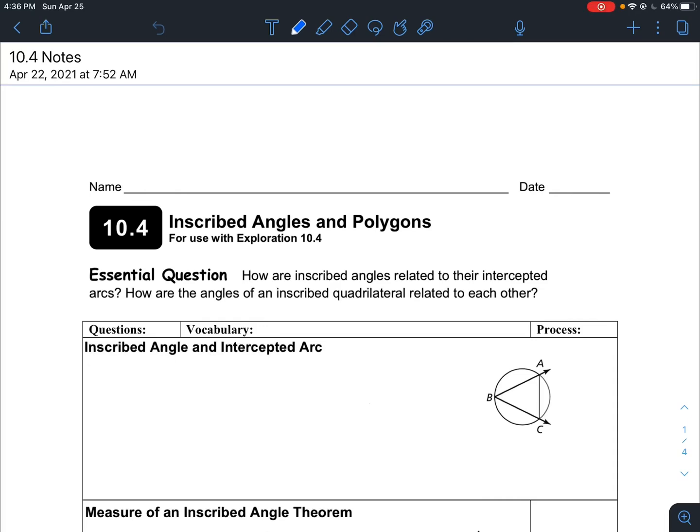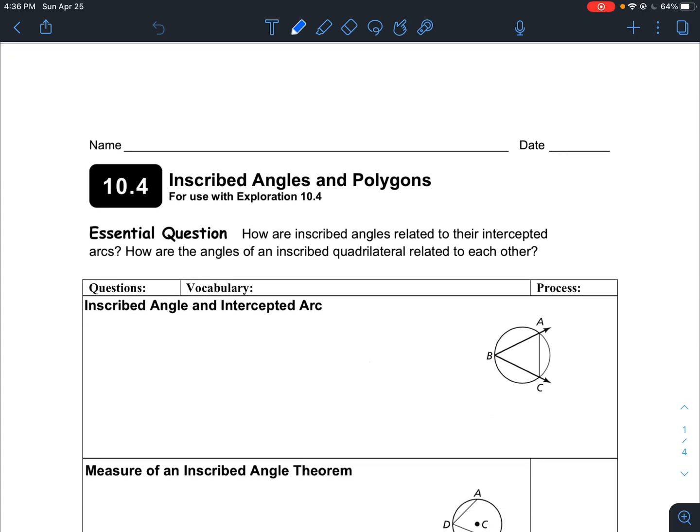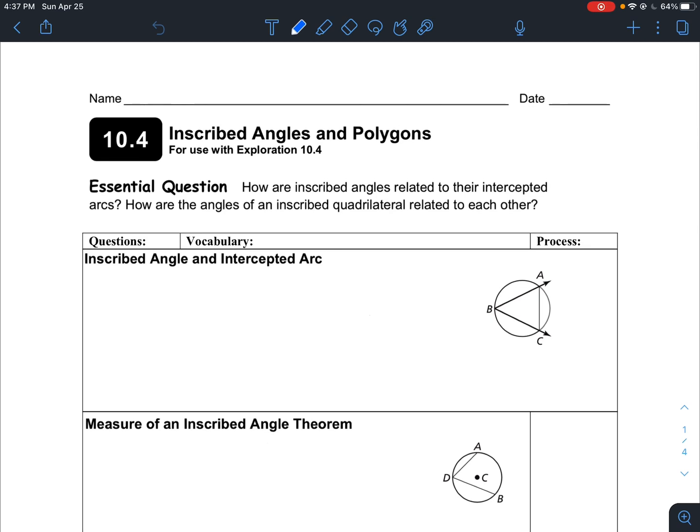Hey, SM2. We are going over 10.4 this week and a little bit of 10.5, but we're going to do it all in one lesson. But there will be two videos for it. So in 10.4, we're talking about inscribed angles and polygons that are in circles. So still in the realm of circles for today.